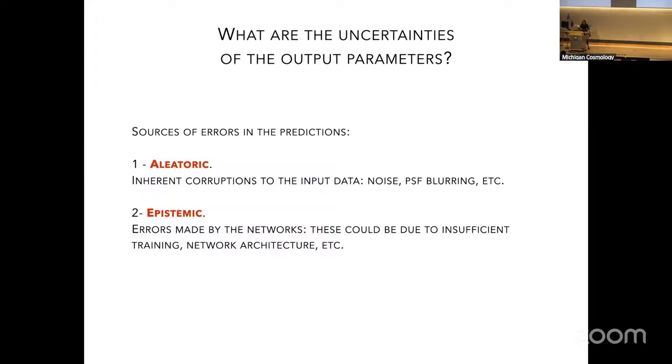It's just a property of the problem that I have. And then there's the epistemic uncertainty, which comes from the neural network itself, from the model. In principle, I could train it away. If my architecture is not complex enough, I'm going to have error. If my neural network is not trained well enough, then there's going to be error. It's a source of error that comes from the model that I'm training to do my inference.